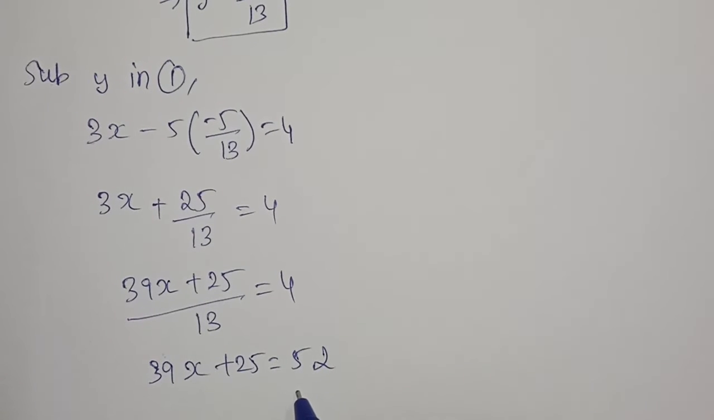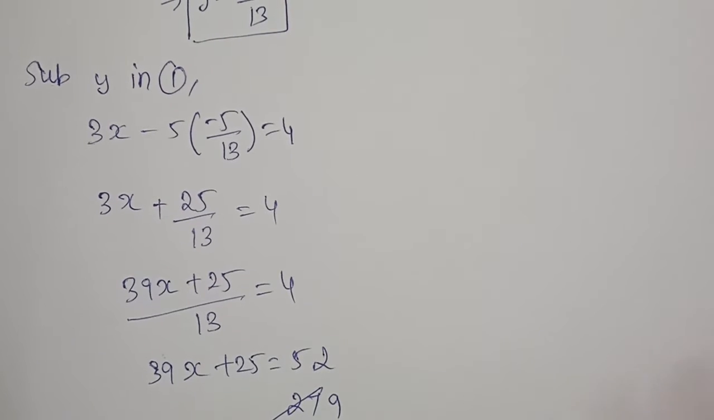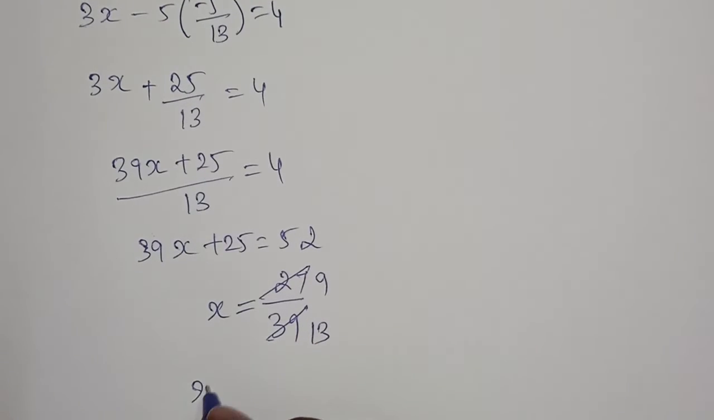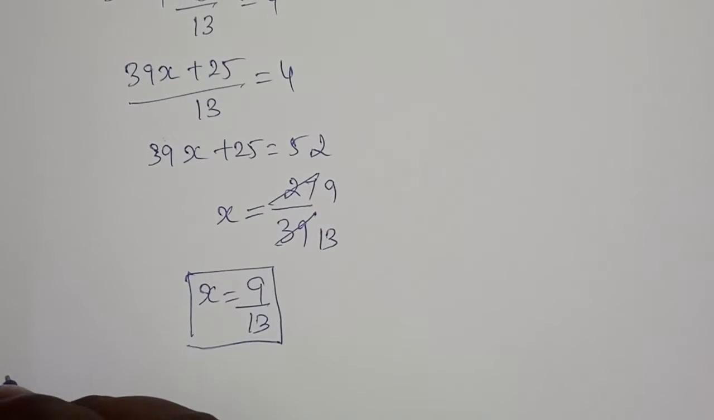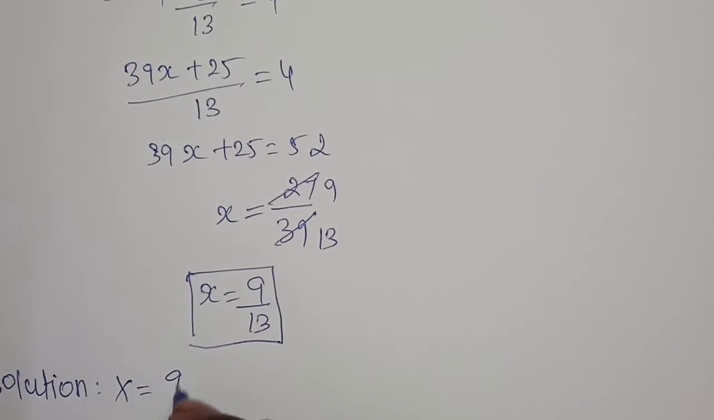Subtracting, we get 27 by 39, which is 9 by 13. Therefore x is equal to 9 by 13. By the elimination method, we got the solution as x is equal to 9 by 13 and y equal to minus 5 by 13.